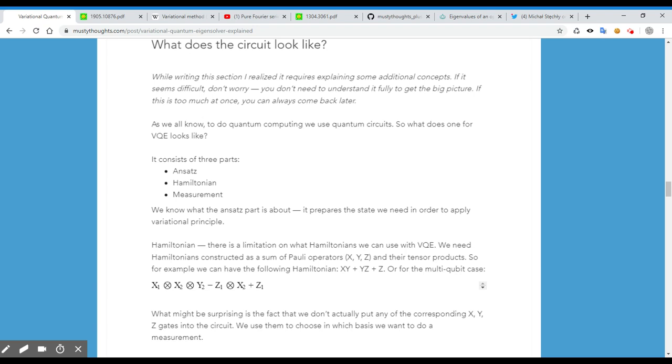Is it that you're talking about the mixer in this case? I don't know, because I thought your ansatz was basically something that approximates your Hamiltonian.